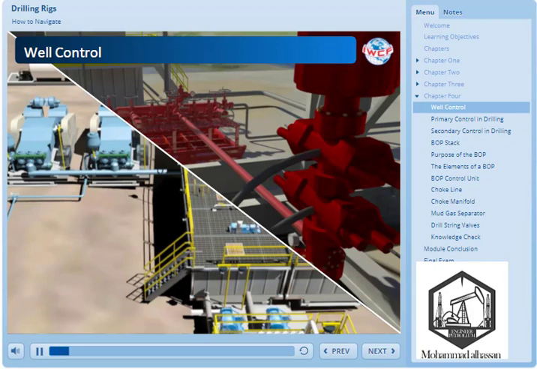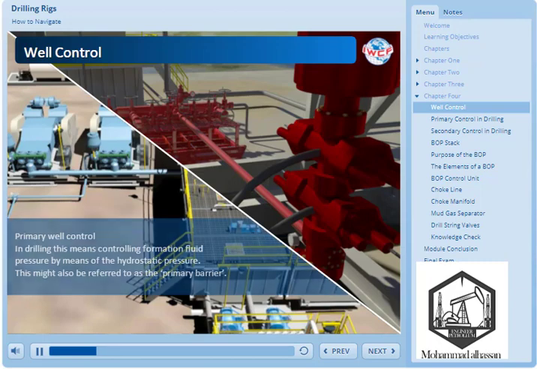Firstly, some definitions in relation to well control. Primary well control. In drilling, this means controlling formation fluid pressure by means of the hydrostatic pressure of the drilling fluid. This might also be referred to as the primary barrier.